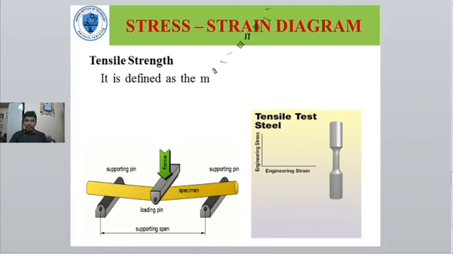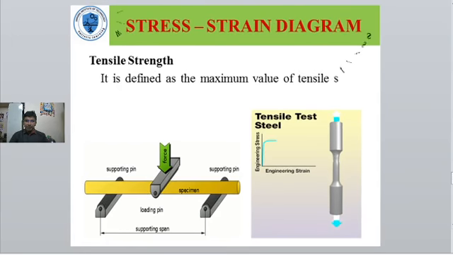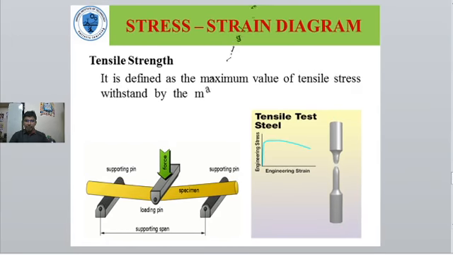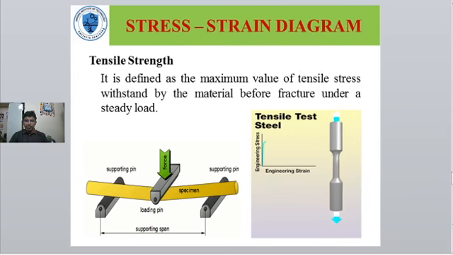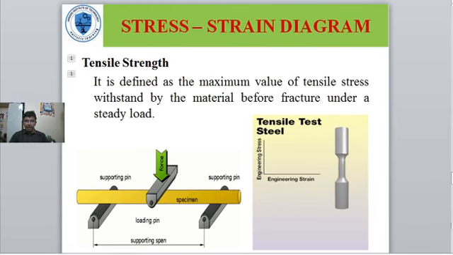Now we will discuss tensile strength. It is defined as the maximum value of tensile stress withstood by the material before fracture under a steady load.